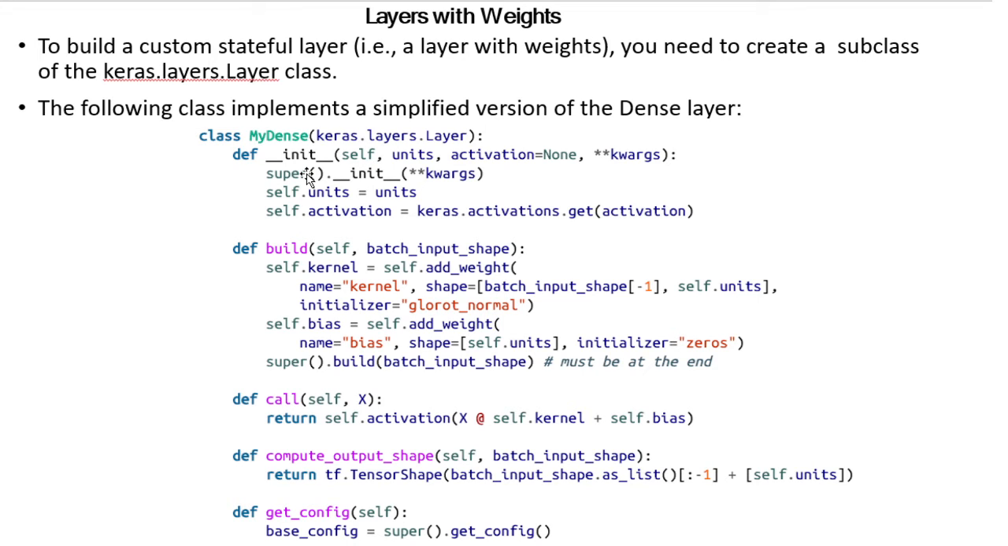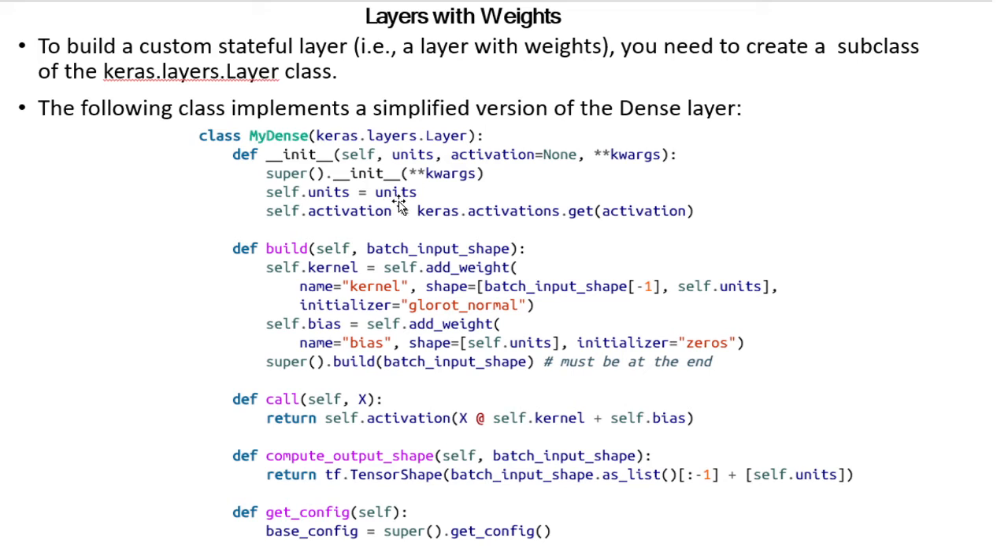And the next line in this method is we are calling super. We are using the super keyword to call the parent constructor by passing the keyword arguments. When we include this line, it basically takes care of standard arguments such as input shape, trainable, and name.